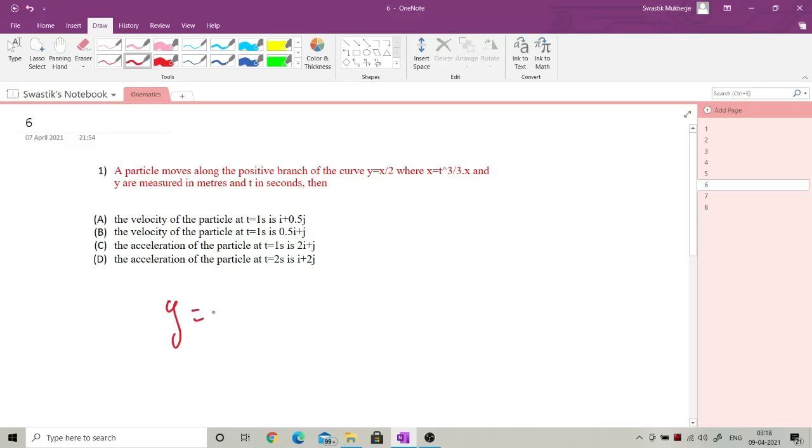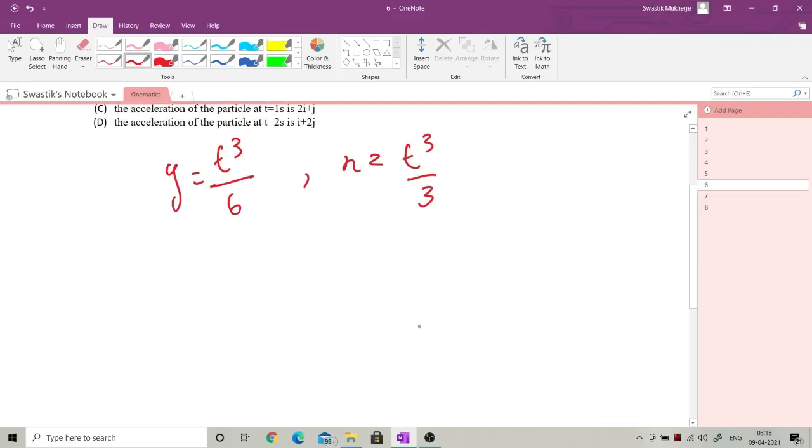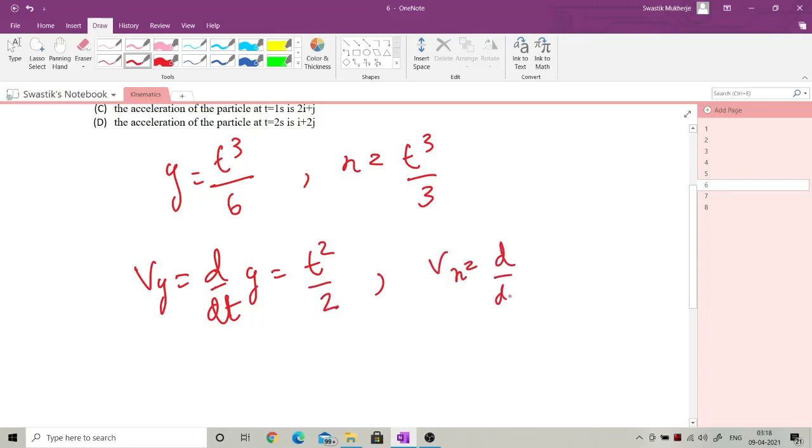So y equals t cubed by 6 and x equals t cubed by 3, which means Vy equals d/dt of y equals t squared by 2, and Vx equals d/dt of x equals t squared.